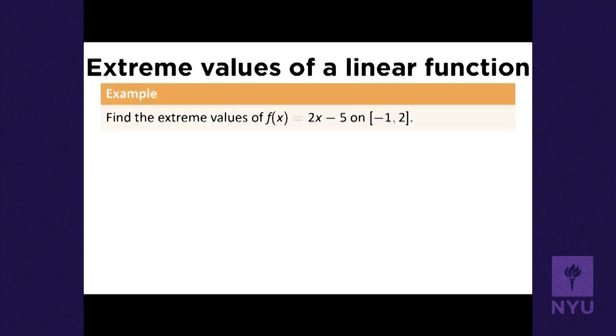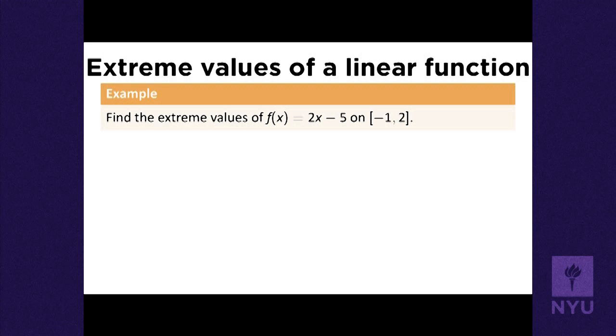Find extreme values of the function f of x equals 2x minus 5 on the interval minus 1 to 2. Okay. So what do we have to do? We have to evaluate f at the endpoints and at the critical points. What are the critical points of this function, f of x equals 2x minus 5? Well, they're places where the derivative is either 0 or there is no derivative.